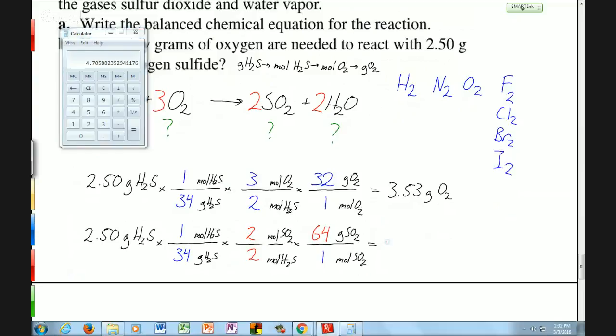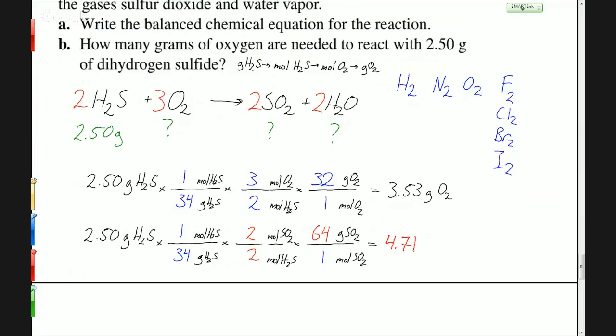That's 4.71. All right, so exact same technique, just with a different product. And we could do the same thing with H2O, or we could just add the reactants, 2.5 and 3.53, subtract 4.71, and that's how much oxygen there should be left, because the masses have to equal on both sides.